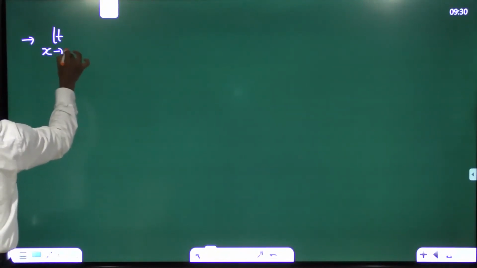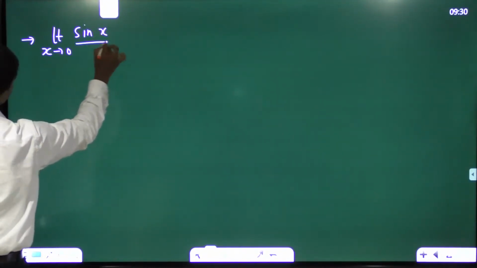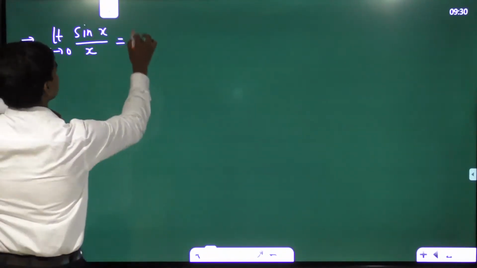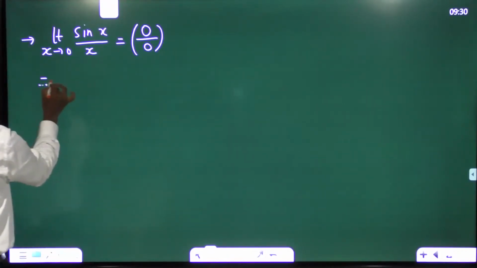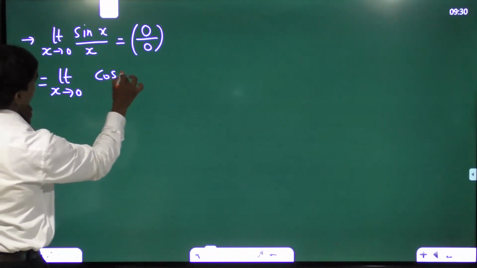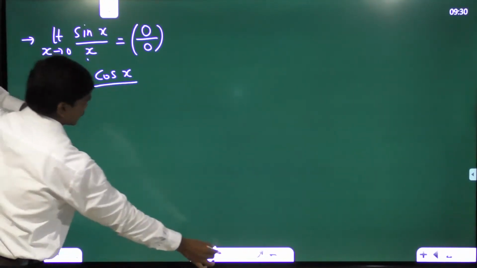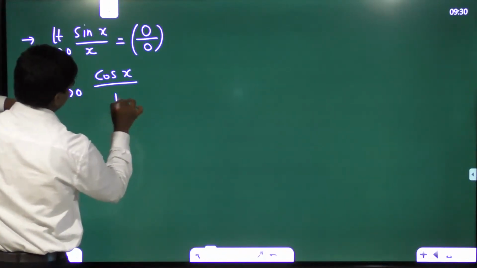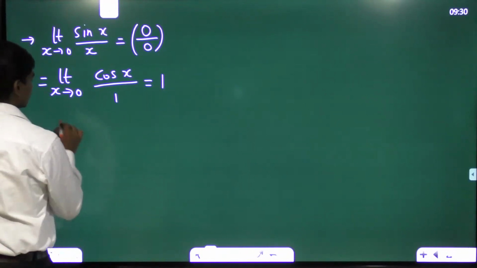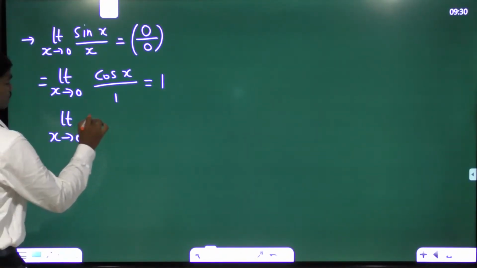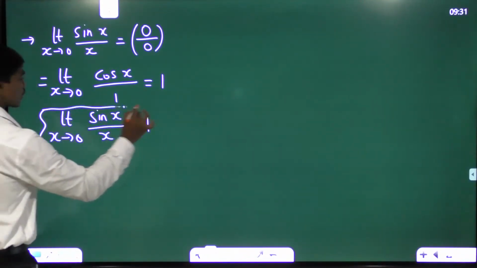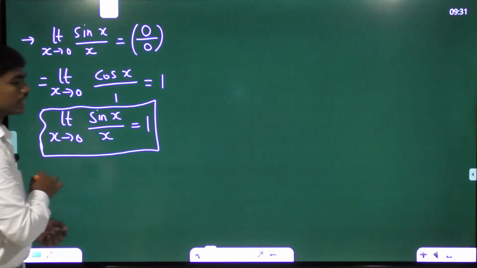Limit x tends to 0 sin x by x. Now if you put 0 here, sin 0 is 0 and denominator is also 0. So we will be getting 0 by 0 form. So if you apply L'Hospital rule to this, limit x tends to 0, derivative of sin x is cos x. Just now we have seen the derivation of it well. Differentiation of this x with respect to x is 1. So when I substitute x is equal to 0, cos 0 is 1. Okay. So this is how limit x tends to 0, sin x by x is equal to 1. Okay.